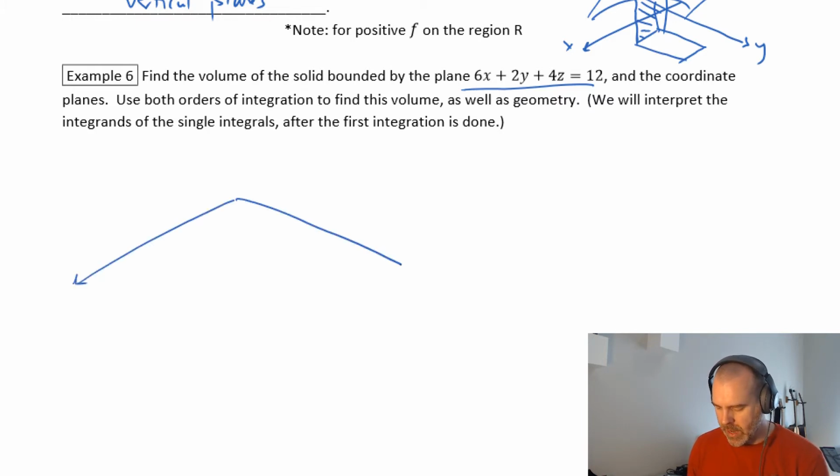This is going to be in the first octant then, x, y, and z. And let's see, if y and z are 0, x will be out here at 2. Kind of went a little unnecessarily far there. If x and z are 0, y is 6.